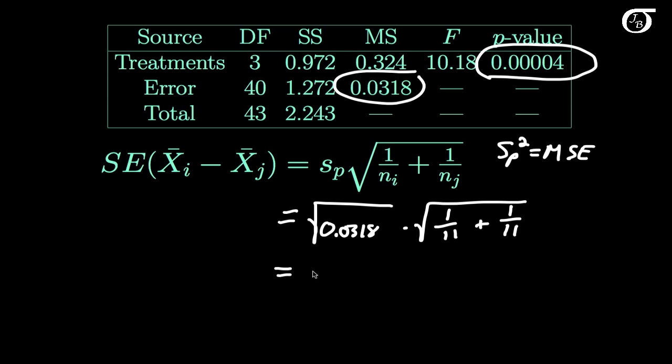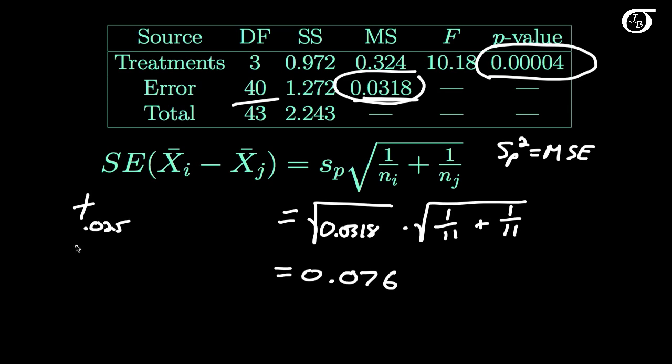And this works out to 0.076. Next, we need the t-value. If we're going to do, let's say, 95% intervals, we need to find t.025, but we need the appropriate degrees of freedom for that. And since we're using mean square error for our pooled variance, we should use the degrees of freedom for error for our t.